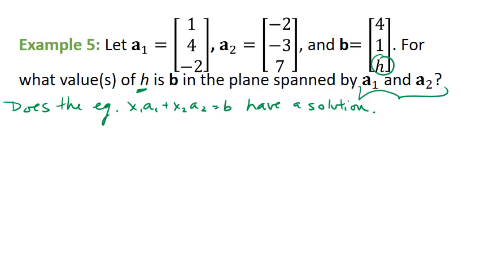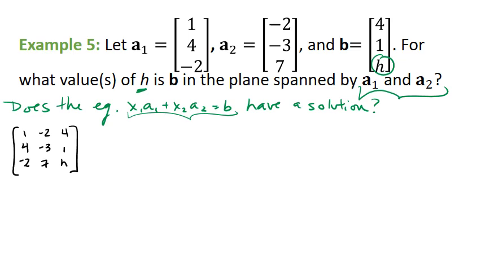Okay, so does this linear combination have a solution? And the way we solve that is by setting up an augmented matrix, row reducing, and solving. So everything is the same, just different words. So I'm going to set up my augmented matrix, making sure I have all of my entries written correctly this time.